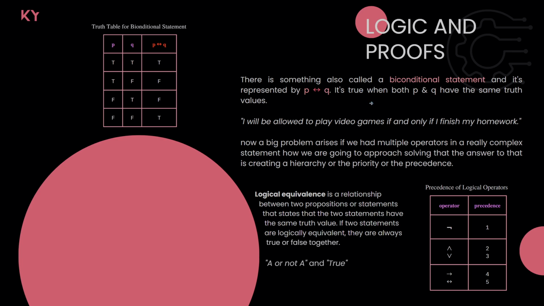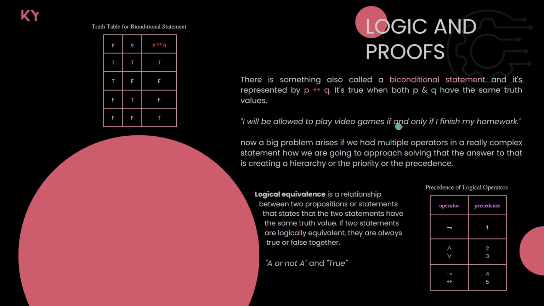The example is again a really fun, common one. We all have experienced this. I will be allowed to play video games if and only if, that's really important, if and only if, not just only if or if, I finish my homework. It's really strict. Okay? That's what biconditional is.